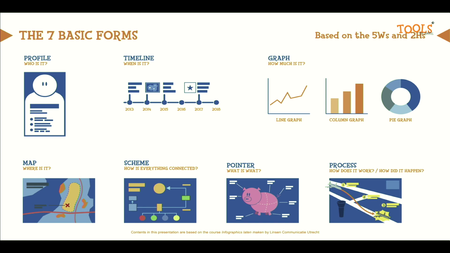So the first one, as I already said, the profile, who is it? Then a timeline, when is it? The graph, how much is it? And then of course a map to show where something is. Then we have a scheme. So how is everything connected? Or maybe how is your own brand new iPhone made? Then the pointer. So what is what? Maybe a butcher wants to show what kind of meat comes out of his small little piggy.